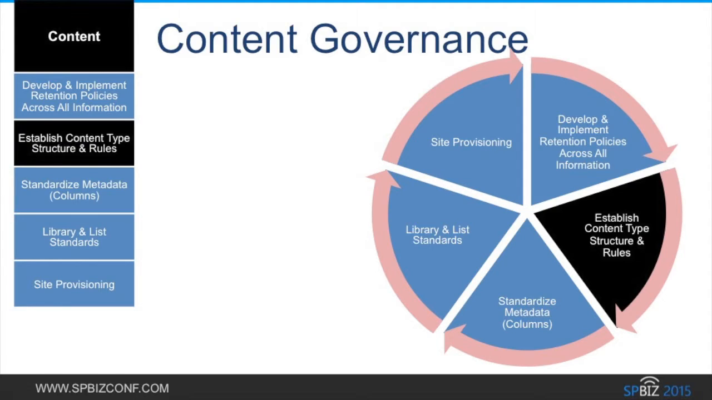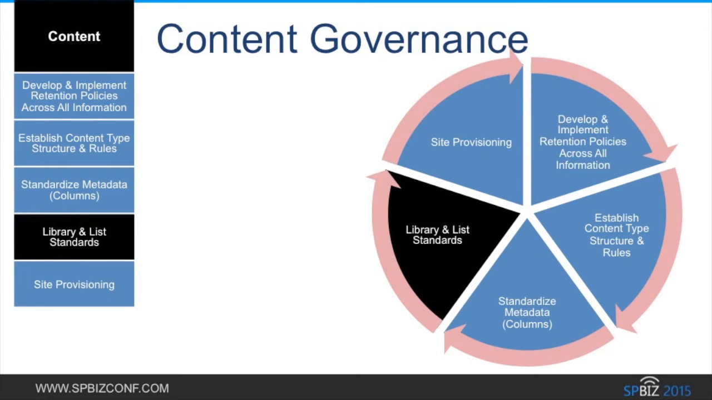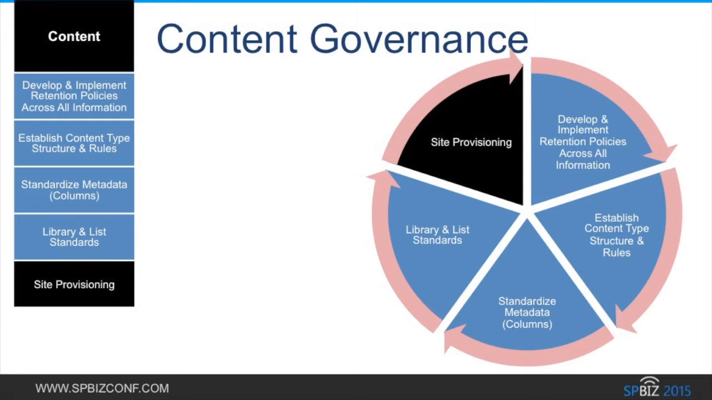You'll then establish your content type structure and rules, which we discussed a little bit in our discussion on information architecture. Again, from our information architecture discussion, we'll standardize our metadata, or our columns, for those of us still speaking in Microsoft-ese. We'll then establish some library and list standards, and finally we'll determine whether or not the built-in site provisioning process in SharePoint 2013 fits our enterprise needs, or if we are running an earlier version of SharePoint, we'll build our own site provisioning process.